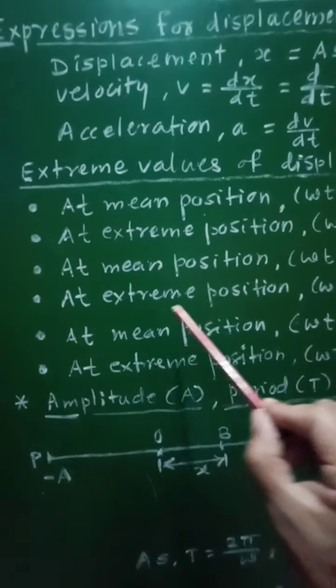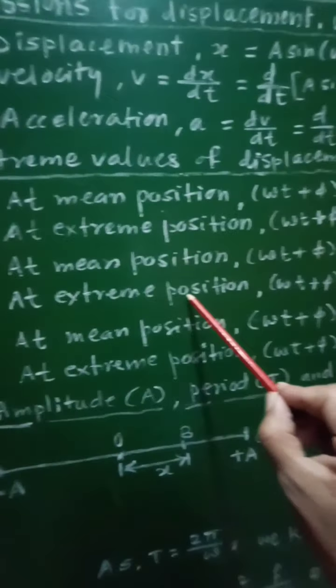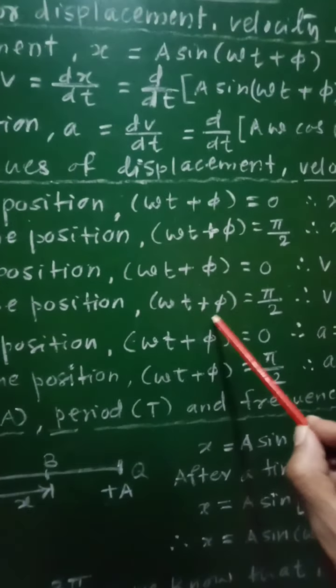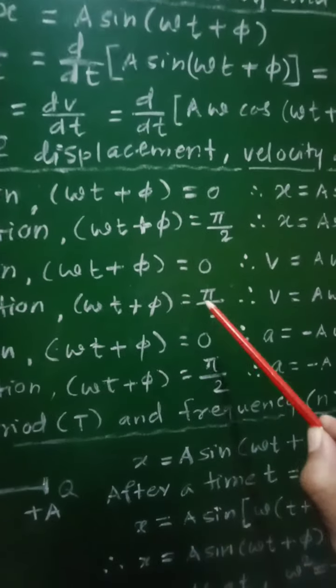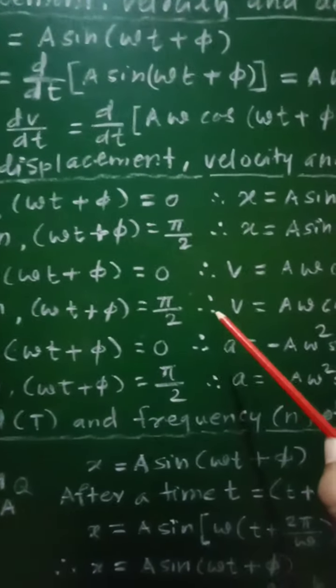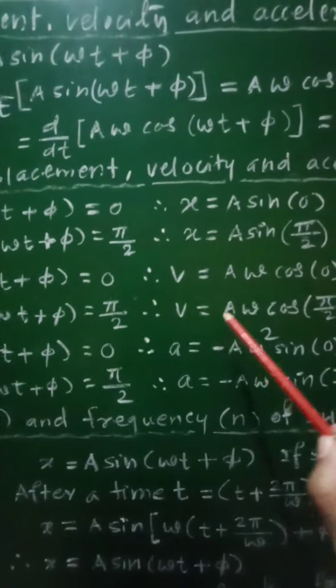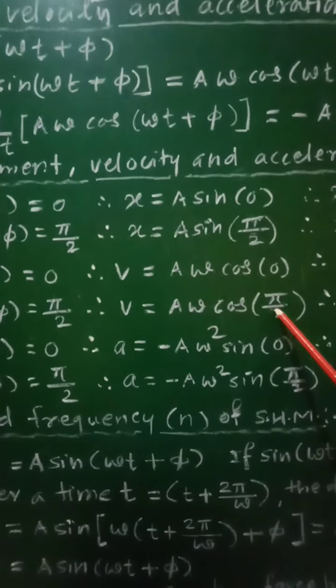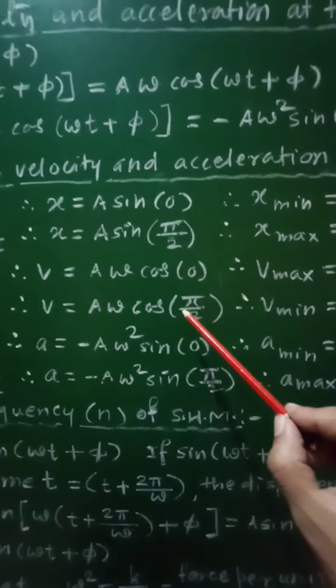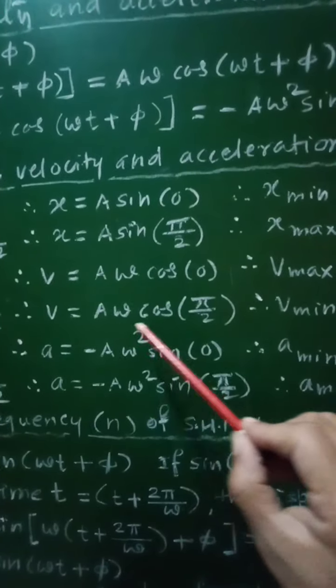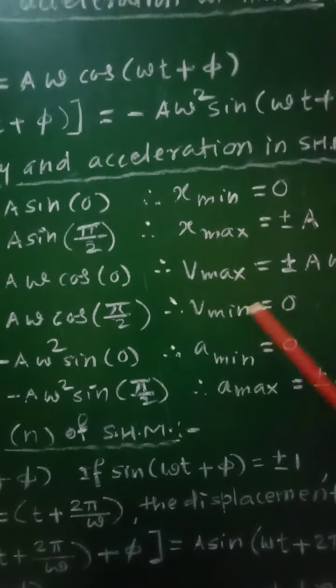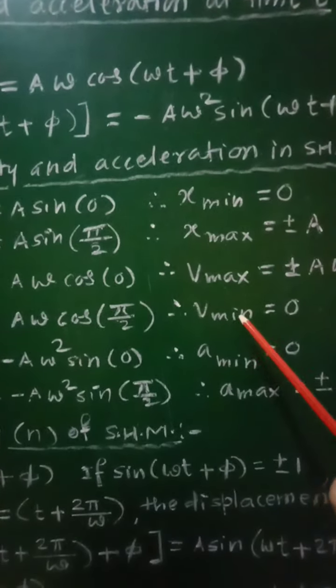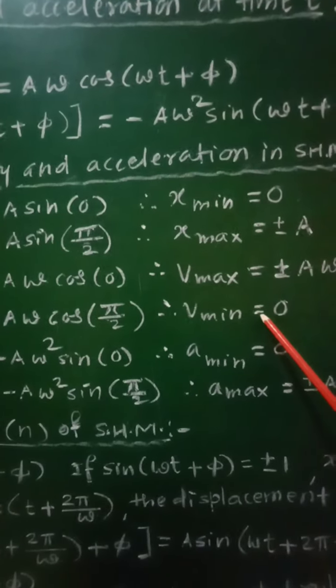Now let us consider the extreme position. At extreme position omega t plus phi is equal to pi by 2. Putting this value in the equation of velocity we will get v equal to a omega cos of pi by 2. But cos pi by 2 is equal to 0, and therefore v will be equal to 0, that is the minimum value of velocity at the extreme position.